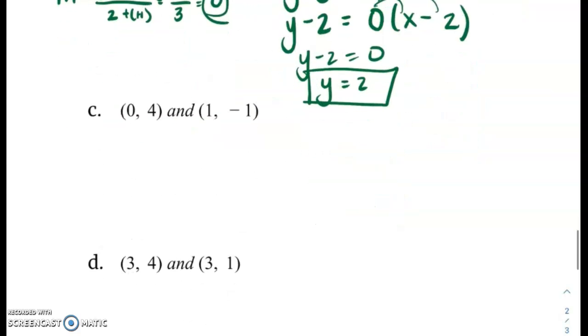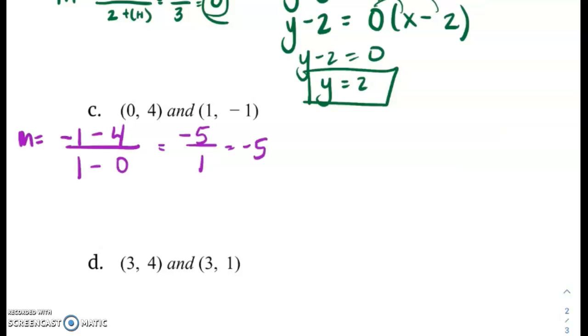Part C, if you want to pause the video and try that one on your own, please do. See if we get the same thing. I'm going to start with slope equation, which is y2 minus y1 over x2 minus x1. And I'm getting -5 over 1, which is -5. Then I'm going to go to my point slope equation, y minus y1 equals m times x minus x1. And I'm going to use 0, 4.